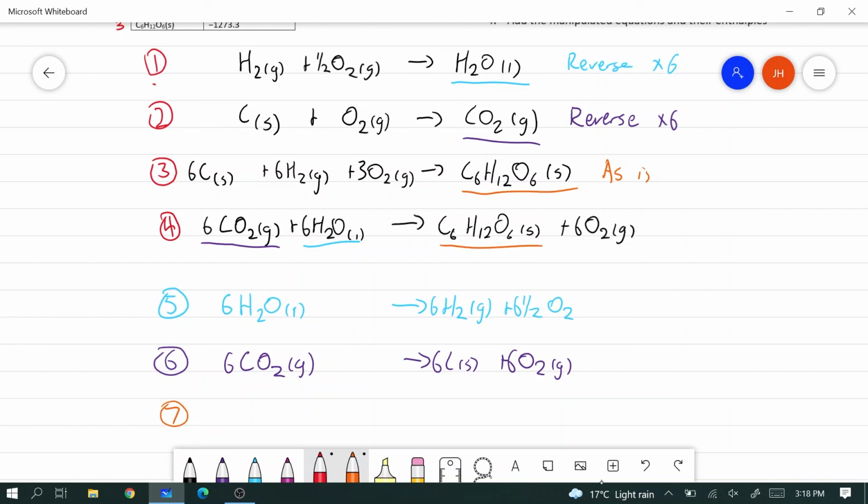And for equation 7, as we said, we can just use it as is, so all I'm going to be doing is rewriting that one down the bottom. It will be exactly the same as equation 3. There have been no changes required.